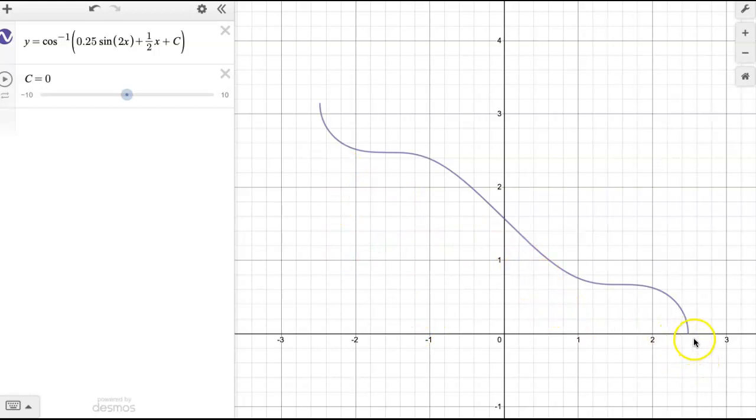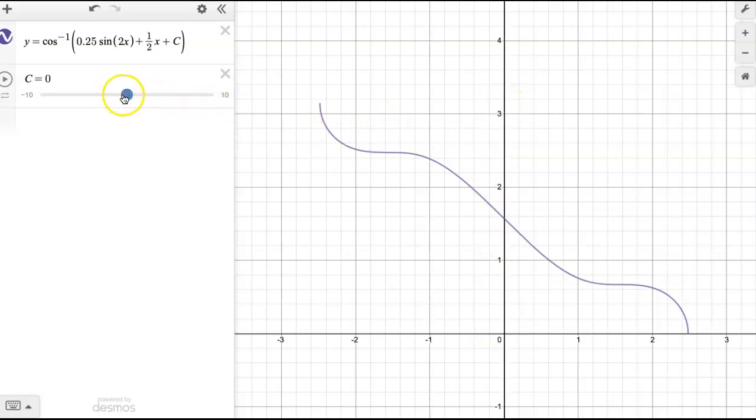So roughly, let's see, it's 1, 2, 3, 4, 5. So this is roughly about 2.5 right here, roughly about negative 2.5 right here. So that would be the domain of x values. Of course, the y values, if you notice, go a little bit above 3, and of course 0 here. So that's looking like from 0 to pi, basically.